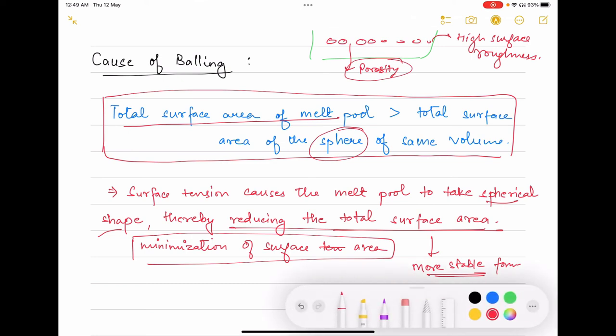So these were the challenges. I hope the process is clear for both selective laser sintering and selective laser melting. Thank you.